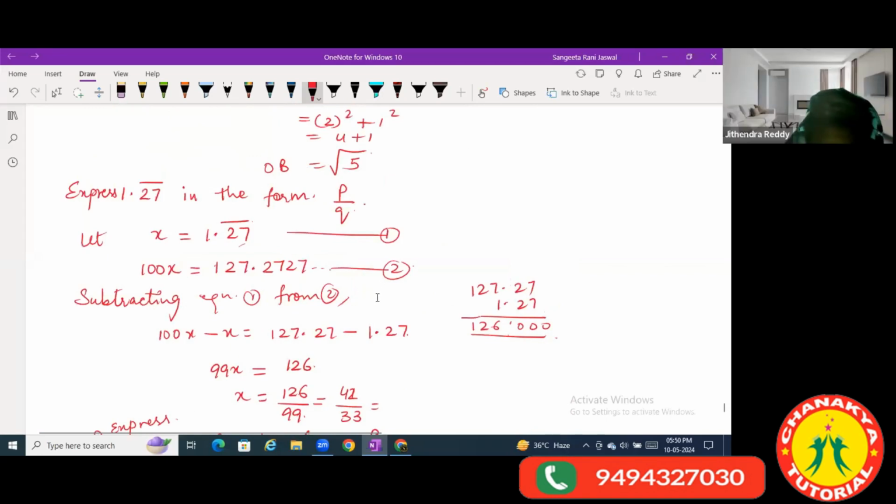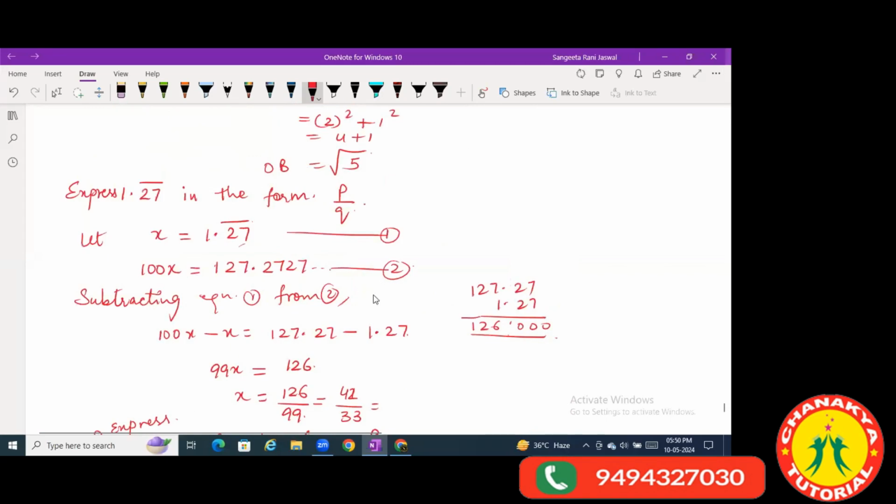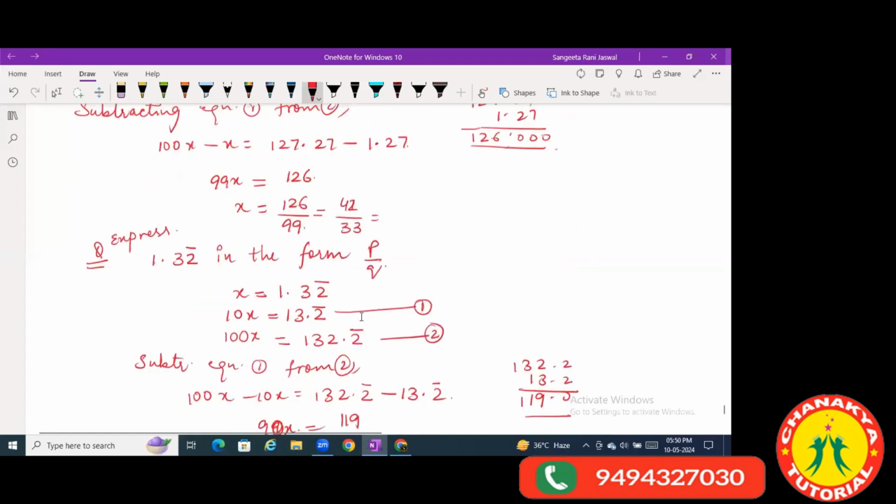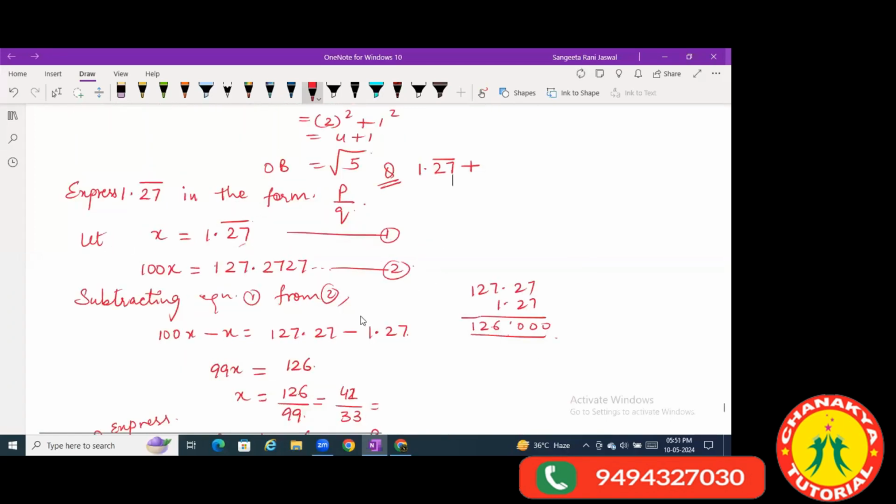Yes, ma'am. Okay, now if I tell you, find the value of 1.27 bar plus, what was the next question? 1.32 bar. If you get a question like this in your exam, 1.27 bar plus 1.32 bar, how will you do this? You will first find the fraction form, the P by Q form, of each, and then you will add them.